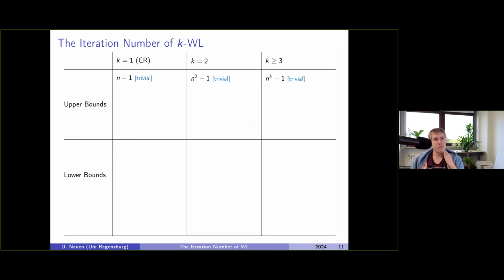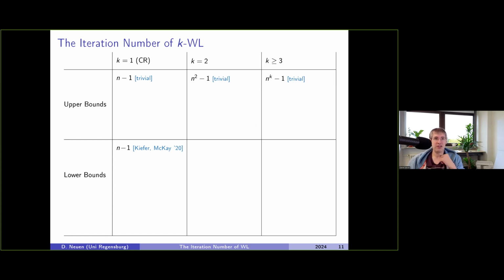So for k equals 1, it actually turns out that this trivial upper bound is tight. We can find graphs where you really need n-1 iterations to reach the stable coloring. This was proved by Sandra Kiefer and Brendan McKay, ICALP 2020. It's a really nice and elegant construction that achieves this matching lower bound.